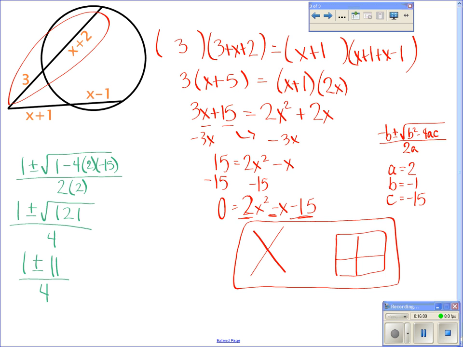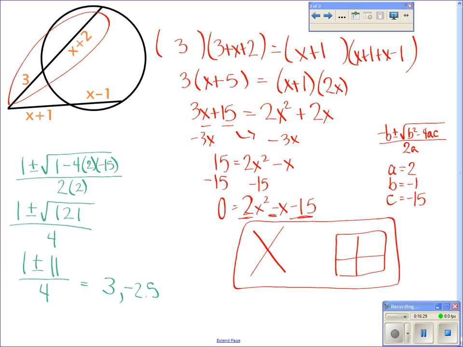So this is really two answers, right? Because in one case you add and the other you subtract. So 1 plus 11 is 12, divided by 4 is 3. Then 1 minus 11 is negative 10, and negative 10 divided by 4 is negative 2.5.